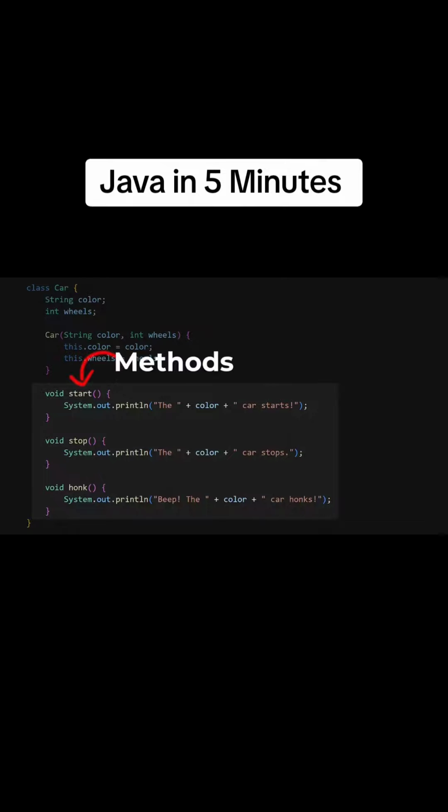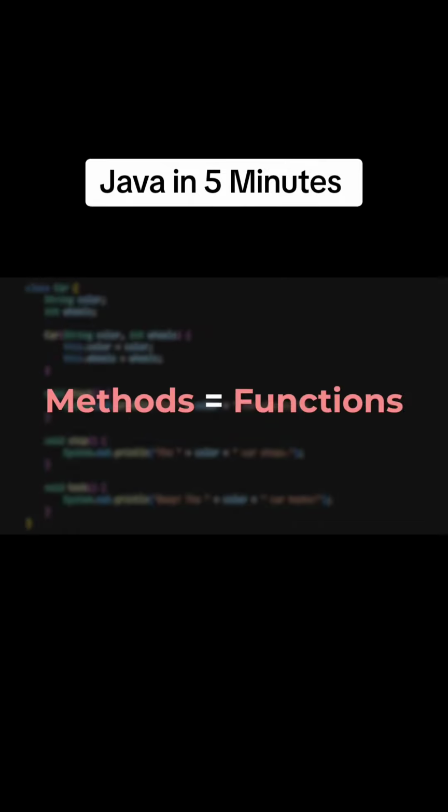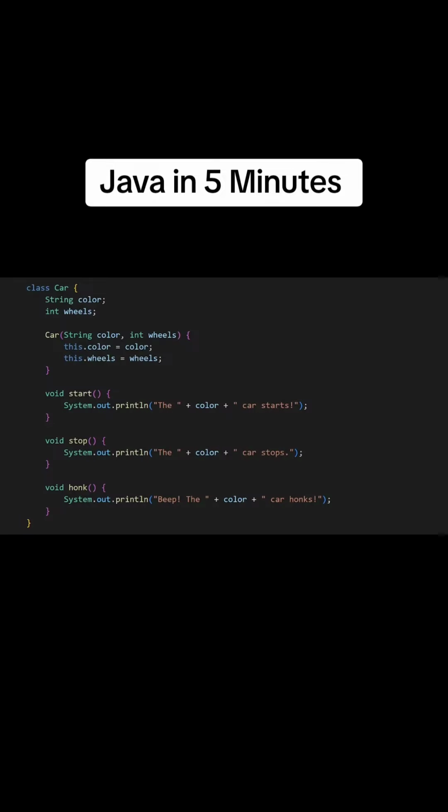Functions are called methods. Methods and functions essentially mean the same thing, but when we use functions within a class, we call them methods. Now, up until now, we have only created a blueprint for a car, not an actual car.